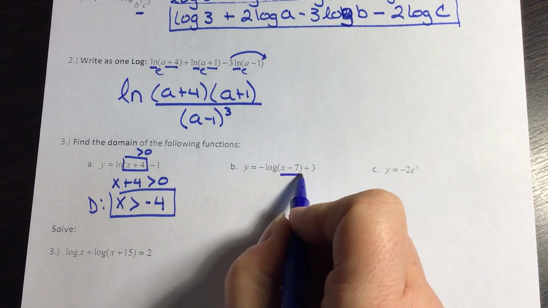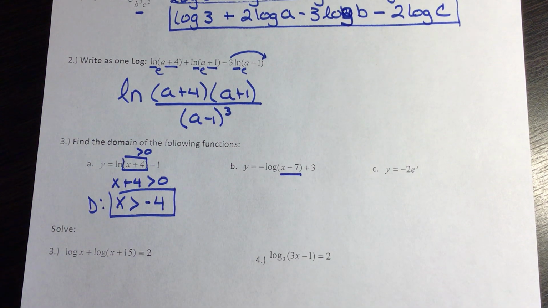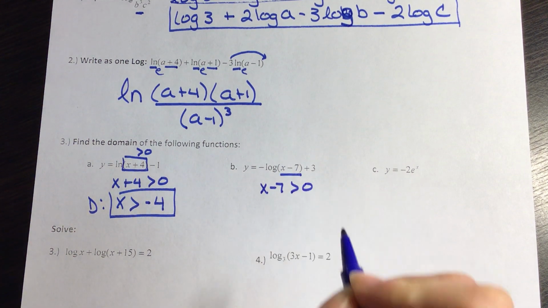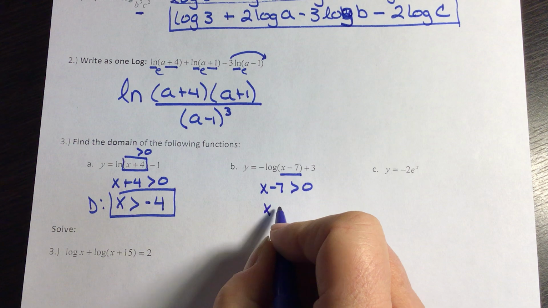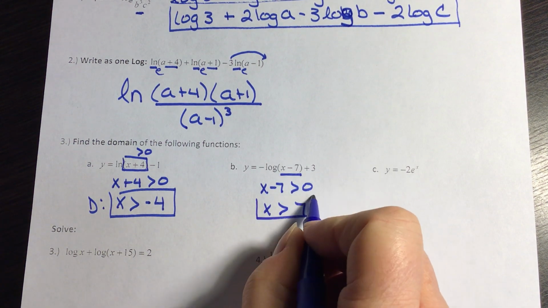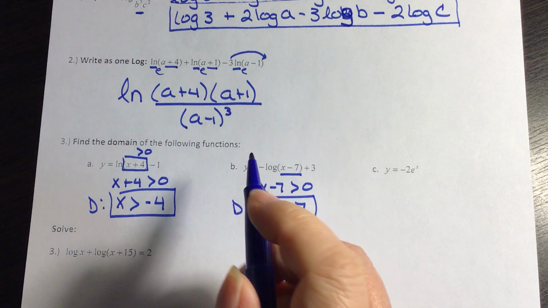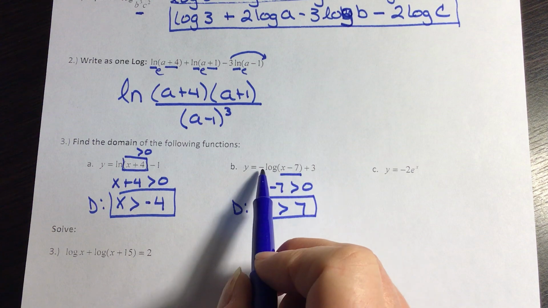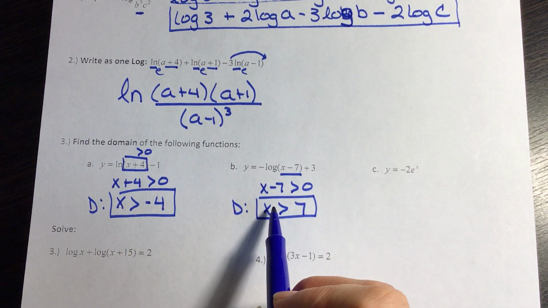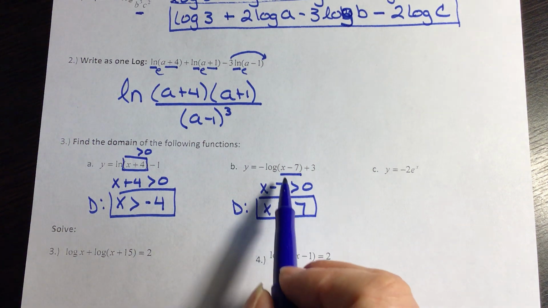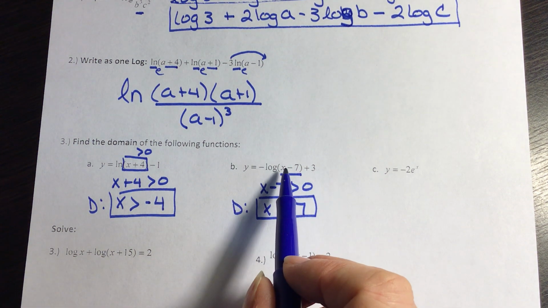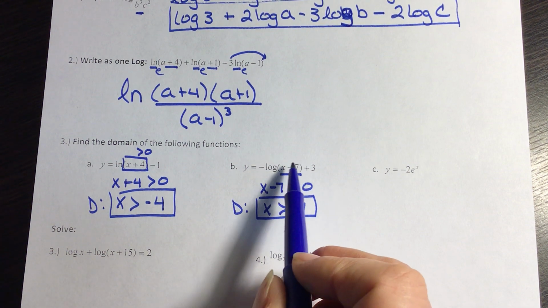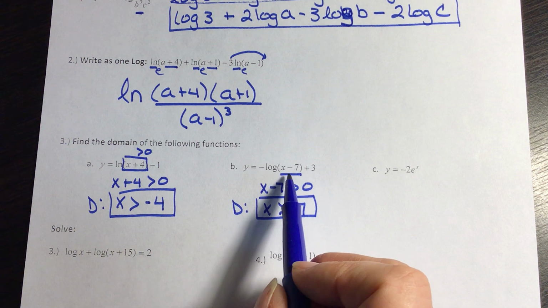All right, next one. Same thing. I have to have a log of a positive number. So x minus 7 has to be greater than 0. If I add 7, x has to be greater than 7. This is my domain. Okay? These other pieces, the add 3 and the negative, are just shifts and flips, and that doesn't affect my domain. But if I have anything that's less than 7, like if I have a 4 here, 4 minus 7 would be negative 3, and I can't do a log of negative 3, so that's not in my domain.